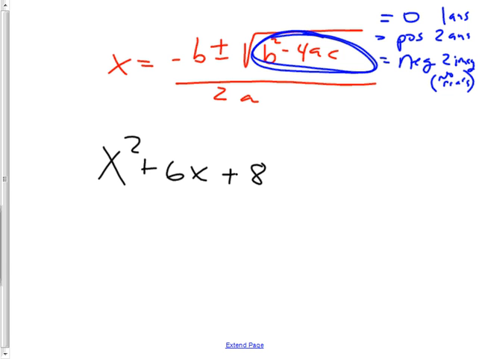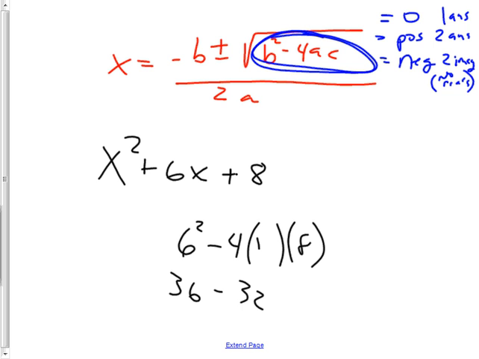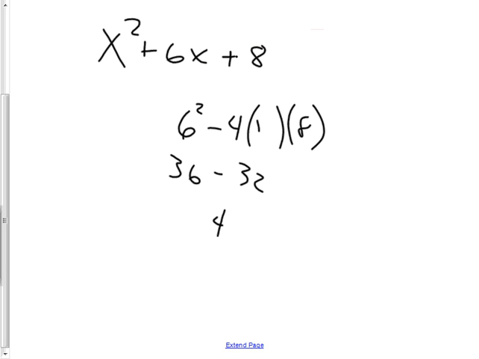All right. I hope you were doing 6 squared is 36 minus 4 times a, which is 1, times c, which is 8. So this is 36 minus 8 times 4, which is 32. And what would that be? So it's got an answer, doesn't it? It's got how many answers? 2. And are they real or imaginary? 2 reals. All right.